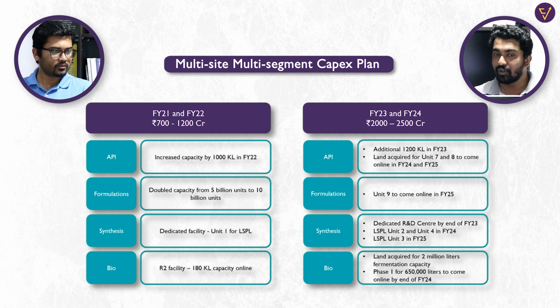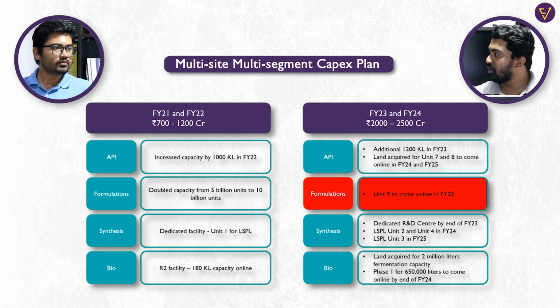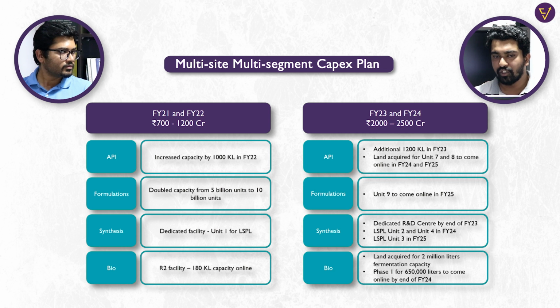Apart from that, they have acquired land for Unit 7 and Unit 8. They will come online towards the end of FY24 and towards the end of FY25. Right. Apart from that, the company is also doing a capex in the formulations division. Currently they only have one facility for formulations, which is Unit 2. The management wants to de-risk that, so they are investing in a new facility for formulations. Unit 9 will come online towards the end of FY25. We can see the revenues from that probably in FY26.